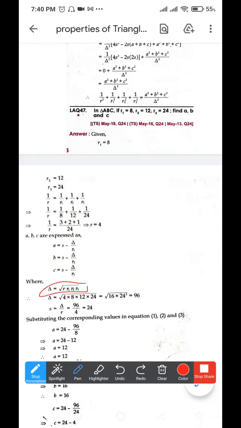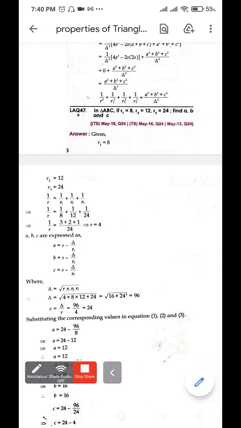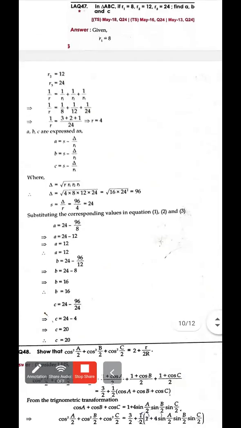And what is the delta formula? Delta is equal to root of R R1 into R2 into R3. So delta is equal to 96. S is equal to delta by R, that is 96 by 4, that will be 24. Okay.